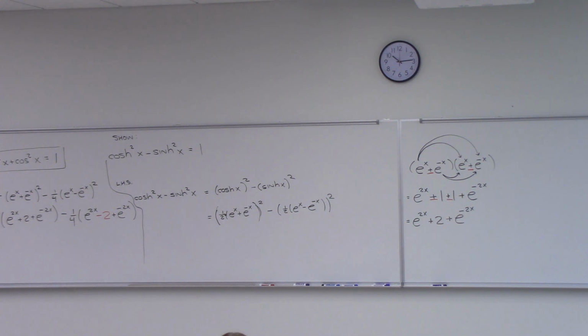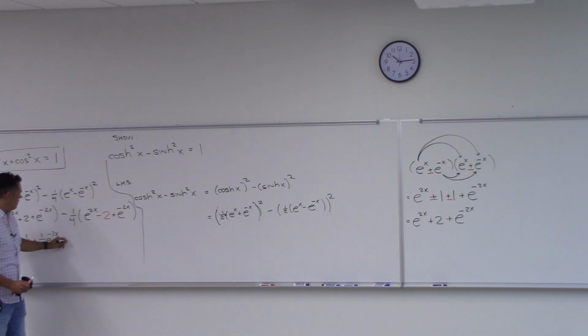Any questions? Let's distribute the 1/4 through. I get 1/4 e to the 2x plus a half. That's here to here, here to here, and then plus 1/4 e to the negative 2x. And distribute here, minus 1/4 e to the 2x.